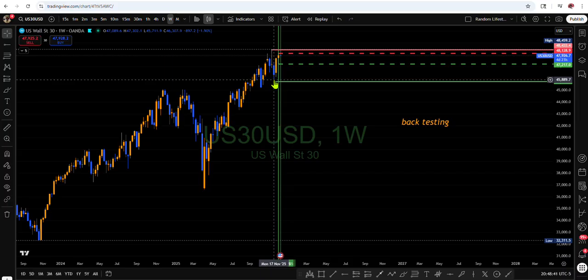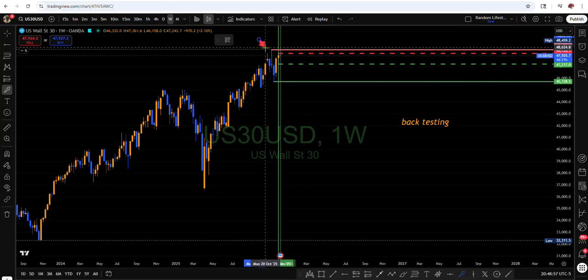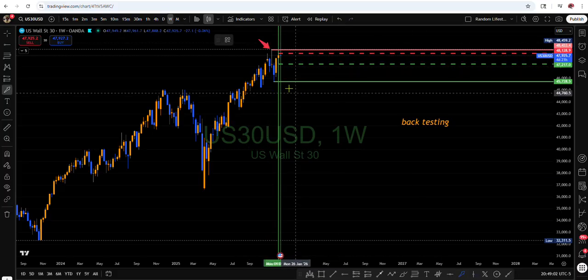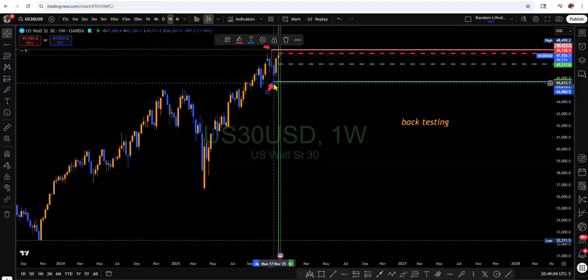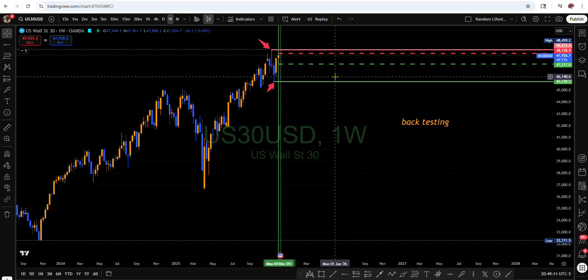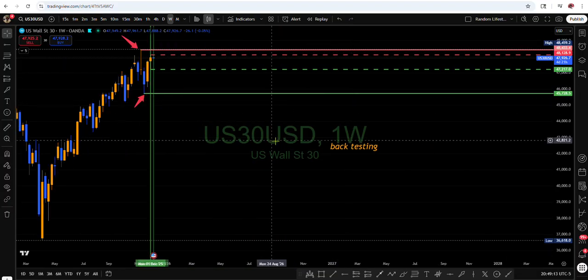So we have price that came down into this area and rejected this area of the 1 week and then started making its way back up. So here we had an all-time high, which is right here. So we have an all-time high right there, and then we have another rejection area right here off the weekly time frame.